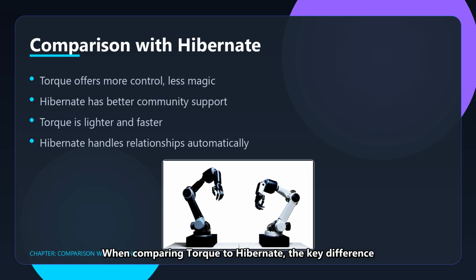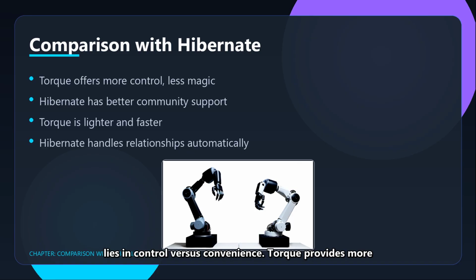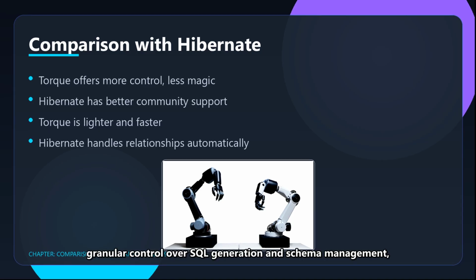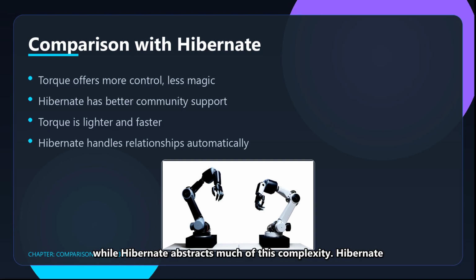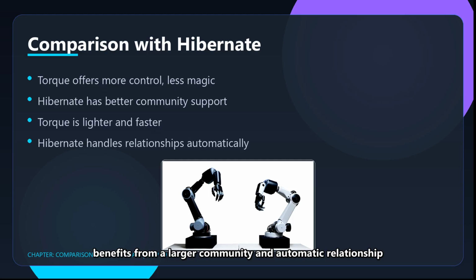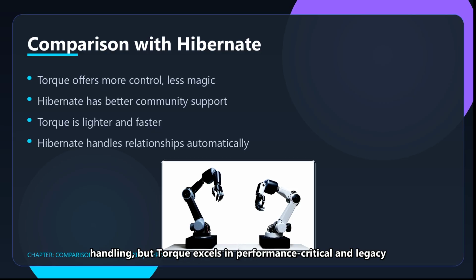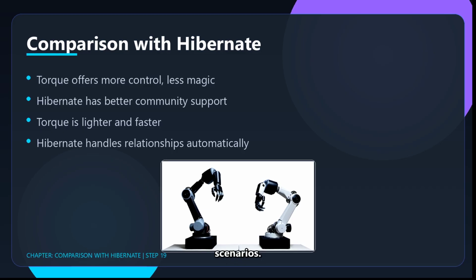When comparing Torque to Hibernate, the key difference lies in control versus convenience. Torque provides more granular control over SQL generation and schema management, while Hibernate abstracts much of this complexity. Hibernate benefits from a larger community and automatic relationship handling, but Torque excels in performance-critical and legacy scenarios.